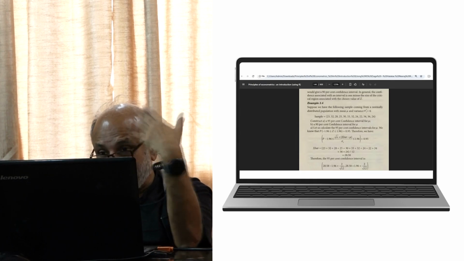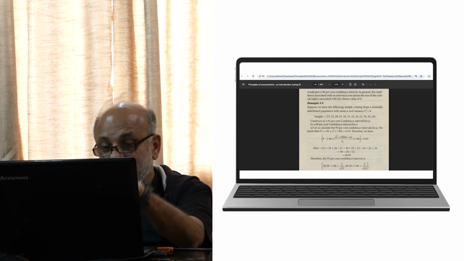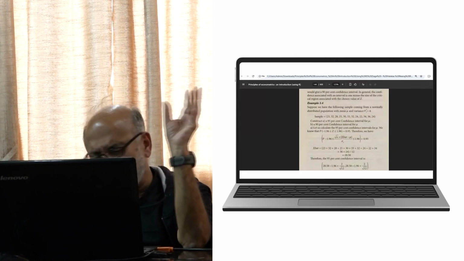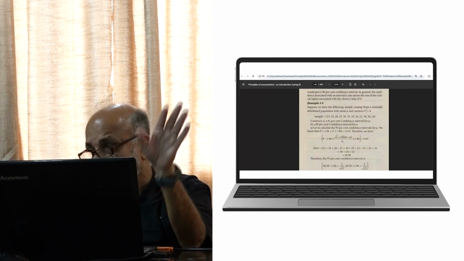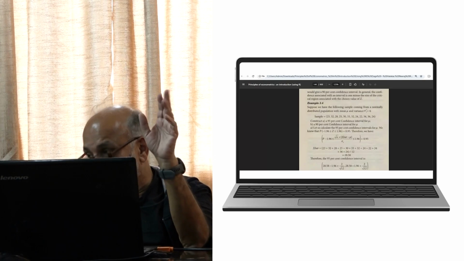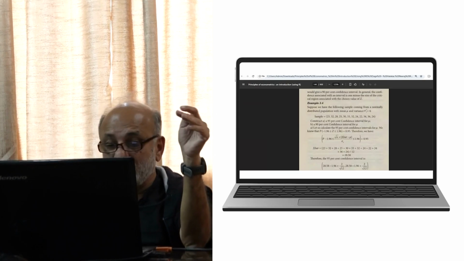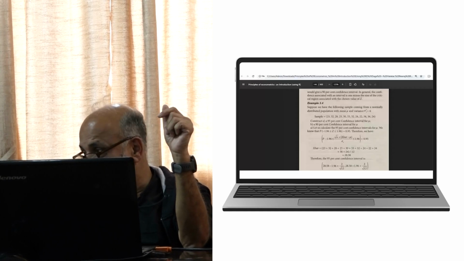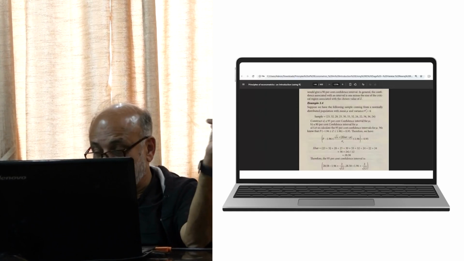So if you take 1000 samples, 95% of those, 950 of those, will really lie between these two values. The interval will contain the population mean.